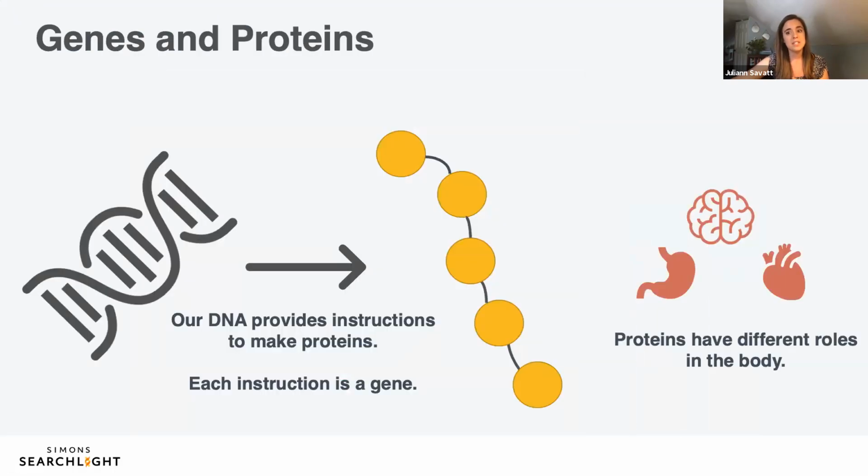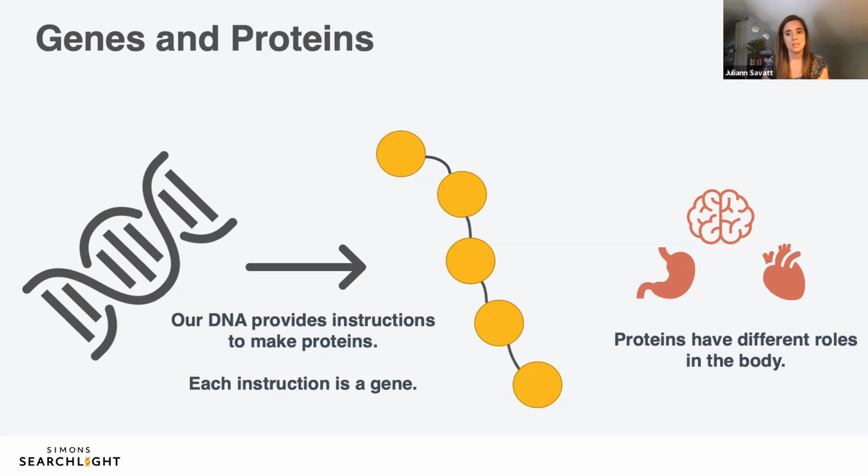As I mentioned, each of these chromosomes is made up of DNA that's wound up very, very tightly, almost like a ball of yarn. Our DNA is what provides the actual instructions for our body, and it's actually instructions for how our body can make proteins. Each instruction is a gene, and each gene codes for a specific protein.